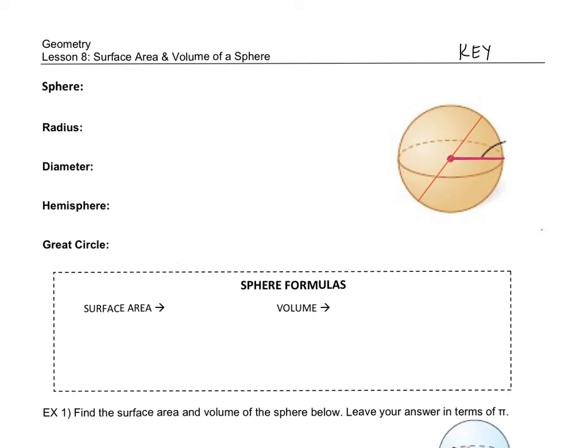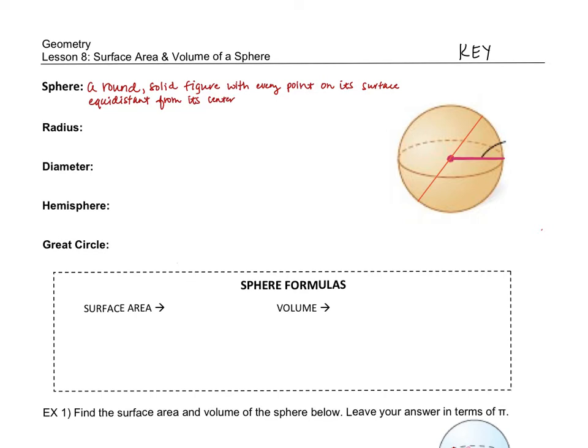So we can start off with looking at a sphere and writing down that it is a round, solid figure where every point on its surface is equidistant from its center. So let's start writing: it is a round, solid figure with every point on its surface equidistant from its center.